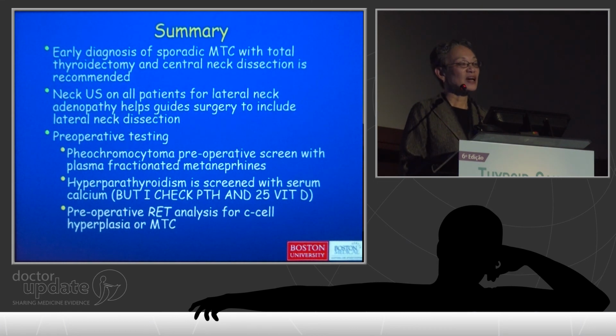I have to say that you might say, well, if you have the RET mutation that doesn't have a risk for pheo, why are you measuring it? The reality is the RET mutation takes weeks and weeks to come back, and you don't want to wait that long before you send someone to surgery, so you do need to do the pheochromocytoma and hyperparathyroid screen beforehand.